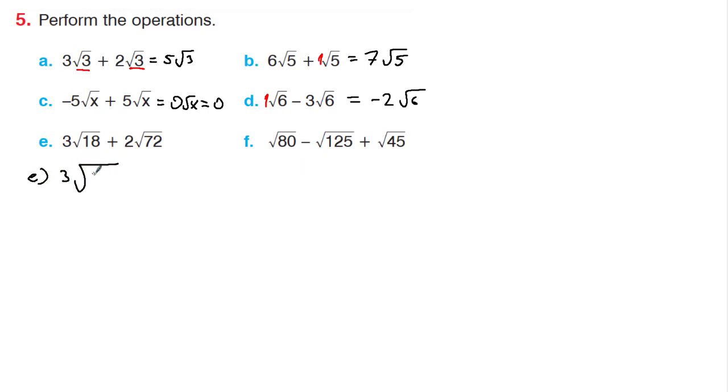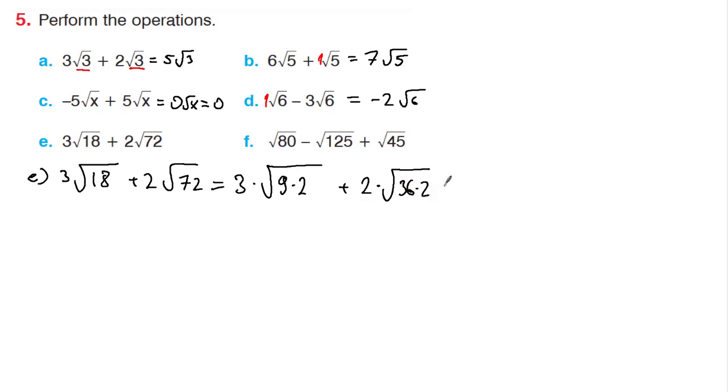We have square root of 18 plus 2 root of 72. All right. Can we rewrite this number 18, express it as product of a square number and another number? Well, I think it's just 9 times 2. Plus 2 times 72, I think we can rewrite it as 36 times 2.